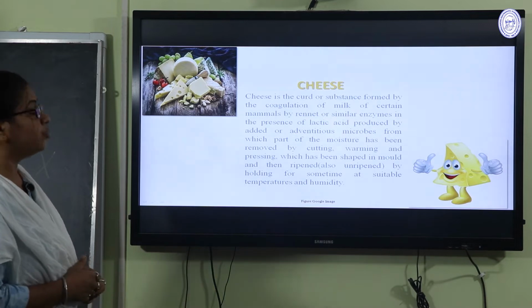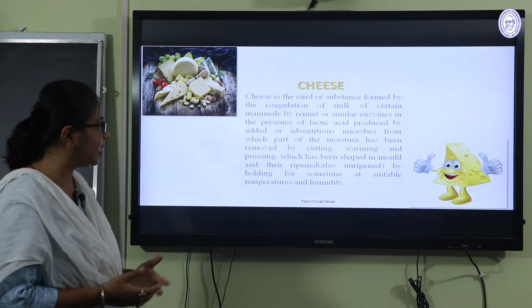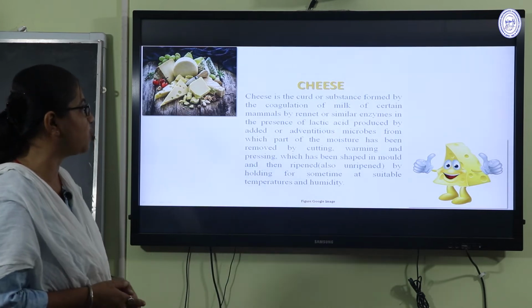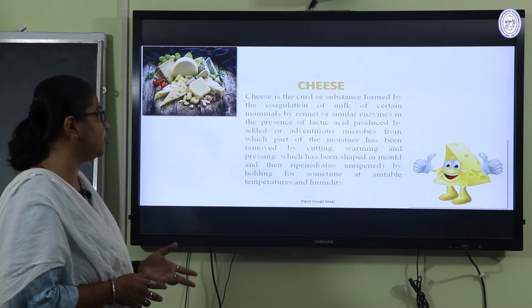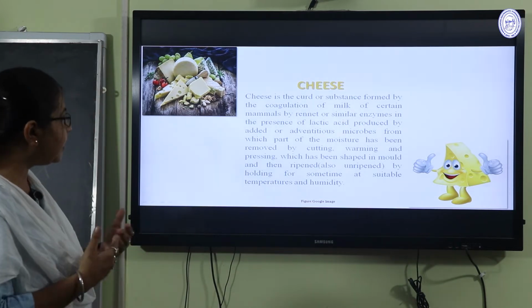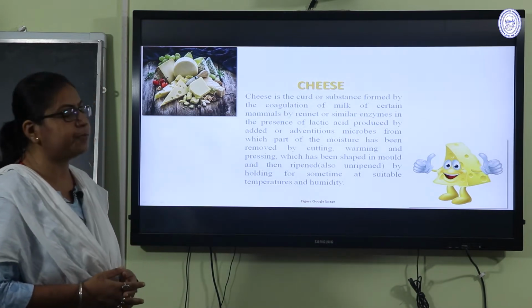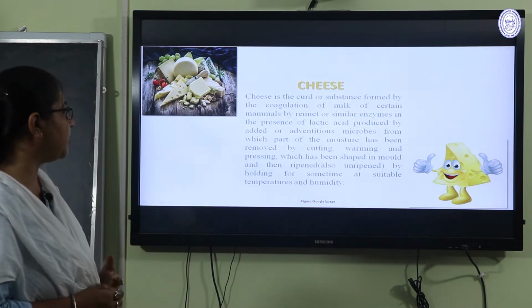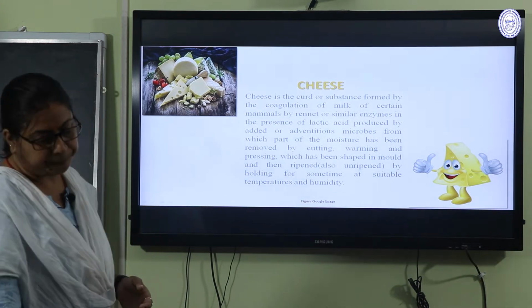Next, coming to cheese, which is another dairy-based food product. Cheese is the curd or substance formed by the coagulation of milk of certain mammals by rennet and similar enzymes, which also involves fermentation, which is lactic acid fermentation. The cheese is moistured and removed by cutting, warming and pressing, shaped in a mold, and then ripened by holding for some time at certain temperatures and humidity.